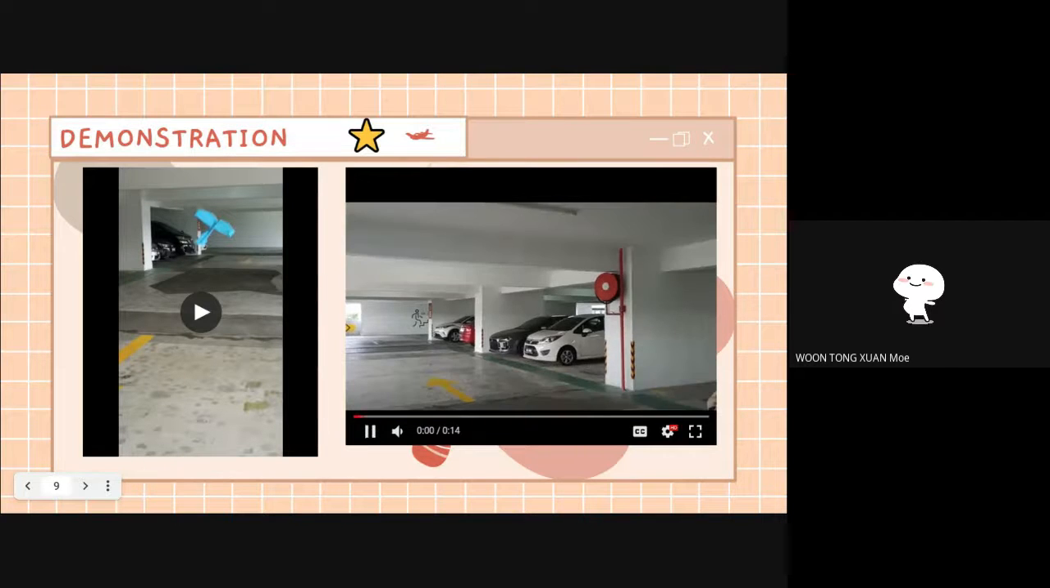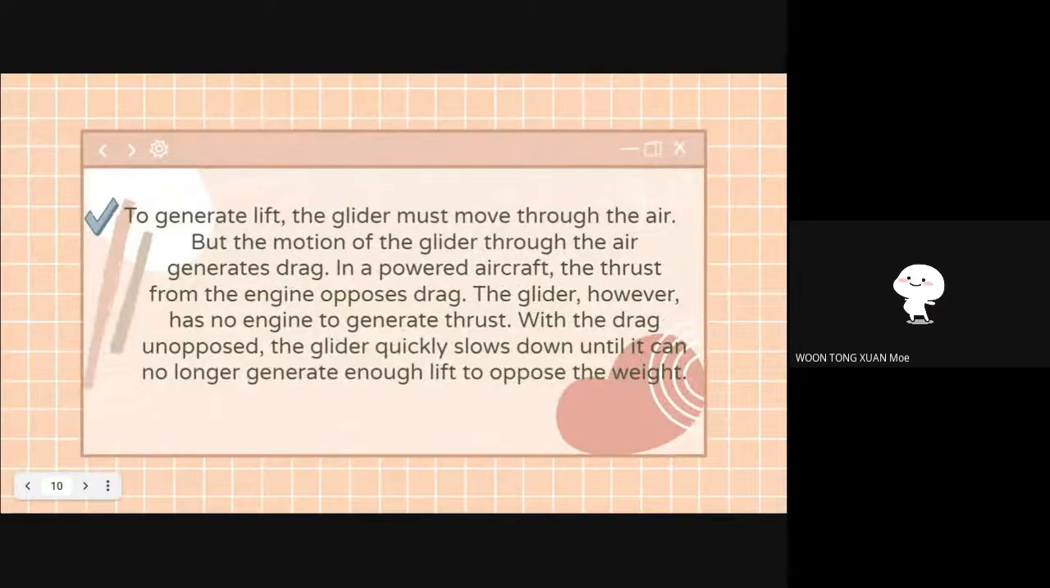Then now I will explain about the glider. To generate lift, the glider must move through the air, but the motion of the glider through the air will generate drag. In a powered aircraft, the thrust from the engine opposes drag, but a glider doesn't have an engine to generate thrust. So with the drag unopposed, the glider will quickly slow down until it can no longer generate enough lift to oppose the weight.